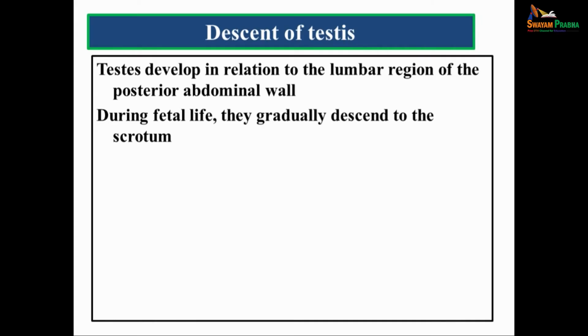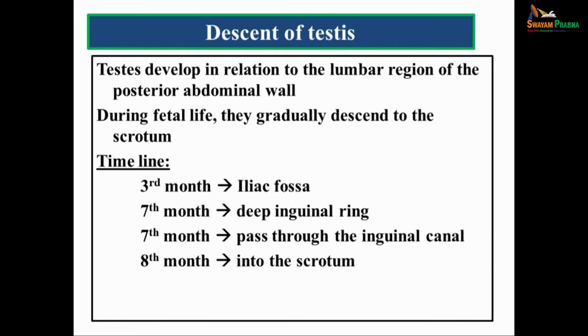The descent of the testis. I told you the testis is developing inside the abdomen. The testes develop in relation to the lumbar region of the posterior abdominal wall. During fetal life, they gradually descend to the scrotum. So this is the timeline. By the 3rd month, it reaches the iliac fossa. By 7th month, it reaches the deep inguinal ring. By the end of the 7th month, it passes through the inguinal canal. Almost by 8th month, it enters into the scrotum.